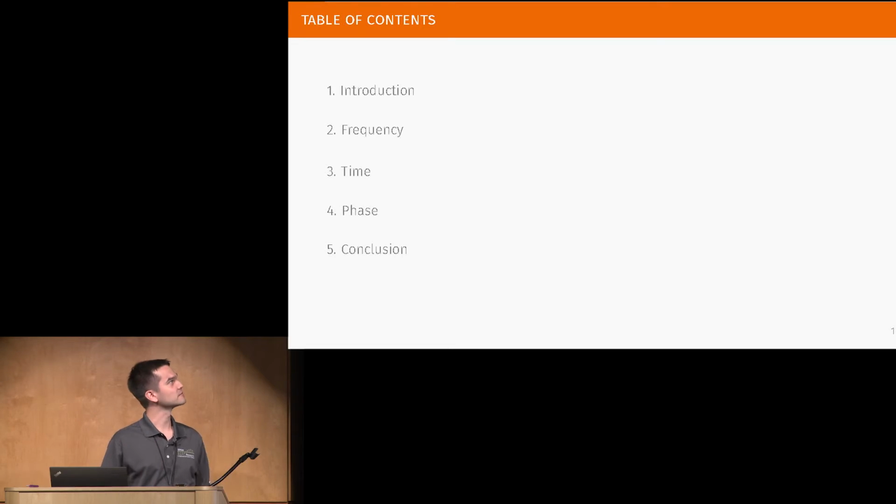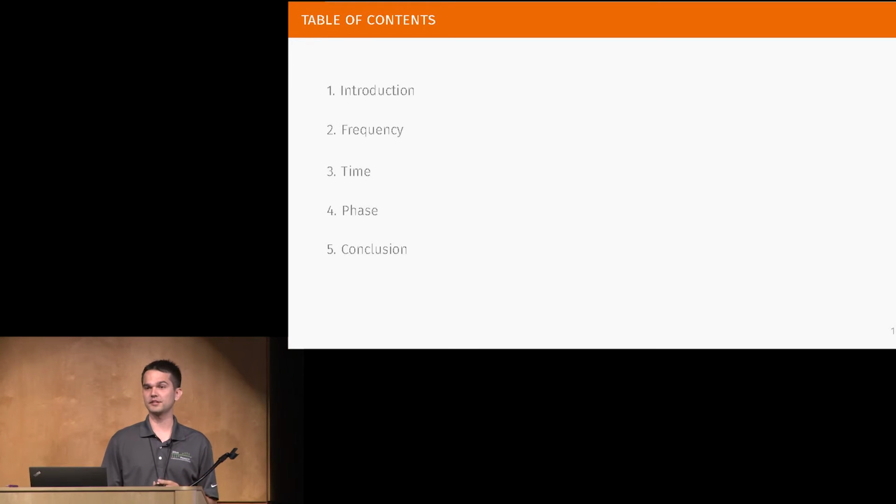I work with Ettus, and so I spend a lot of time with USRPs and answering people's questions, where usually it's, my signal doesn't look like I expect it to. And one of the most frequent things that people trip over is synchronization. And so I'll be talking about synchronization, and specifically frequency, time, and phase synchronization.